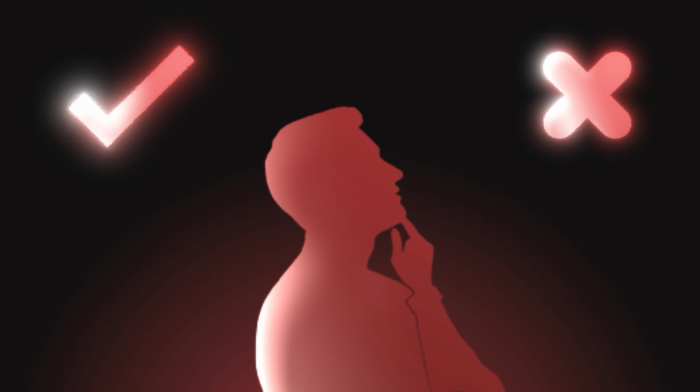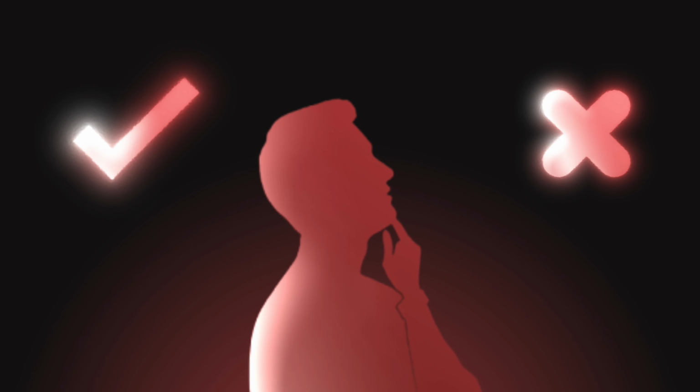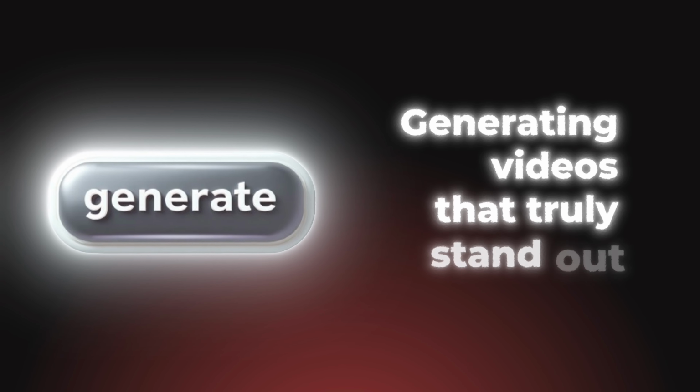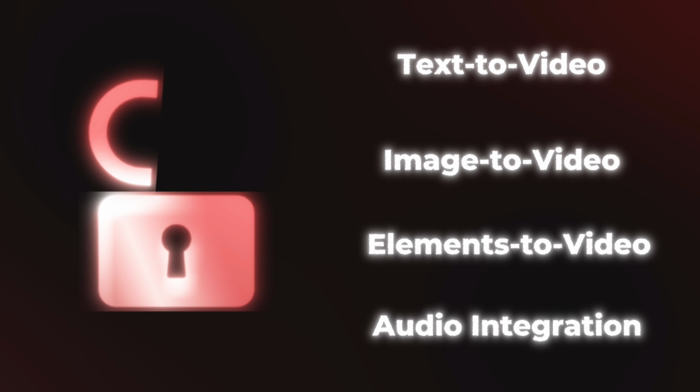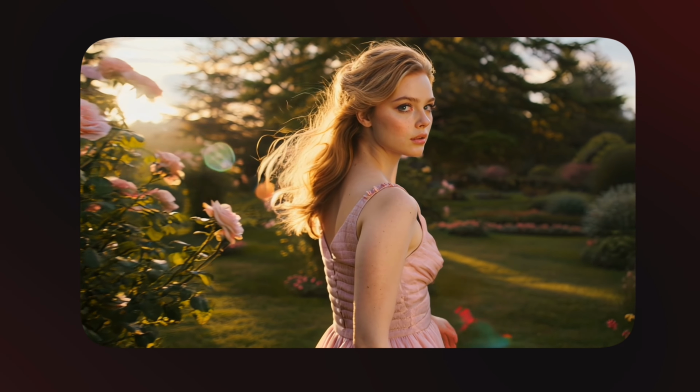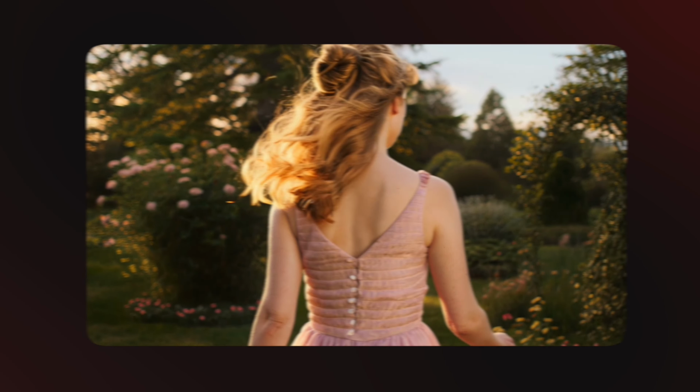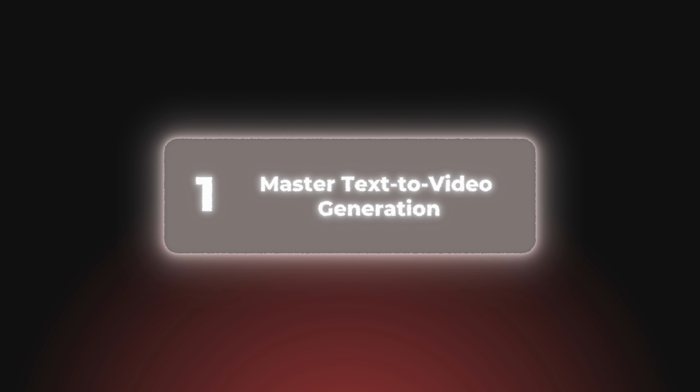Now that you know why OpenArt and Kling 2.1 are such a powerful combination for AI video creation, let's get practical. With the right approach, you can move beyond trial and error and start generating videos that truly stand out. Here's a step-by-step guide to help you unlock the full potential of these tools and achieve stunning cinematic results every time. 1. Master text-to-video generation.